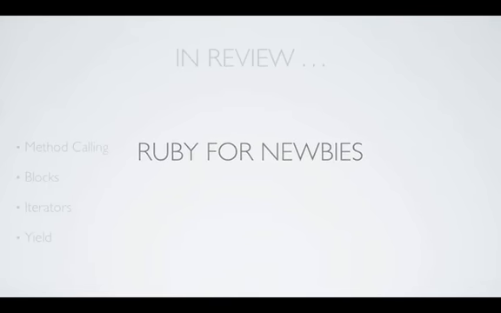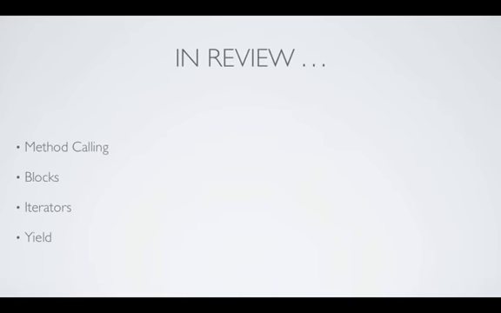Well, that's the end of our lesson for today. In review, we've discussed method calling. The 5 parts of a method call are the object or the receiver, the dot, the method name, the parameter list, which is optional, and the block, which is also optional. We've discussed how blocks work and how many methods that use blocks are iterators, and we saw how to build a few and use the yield keyword.